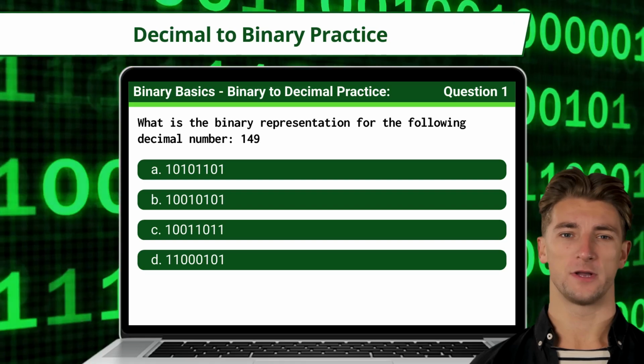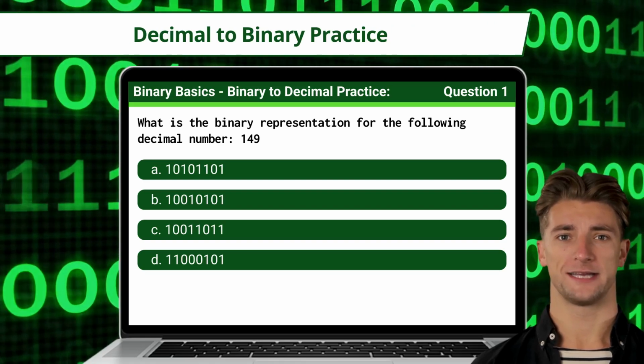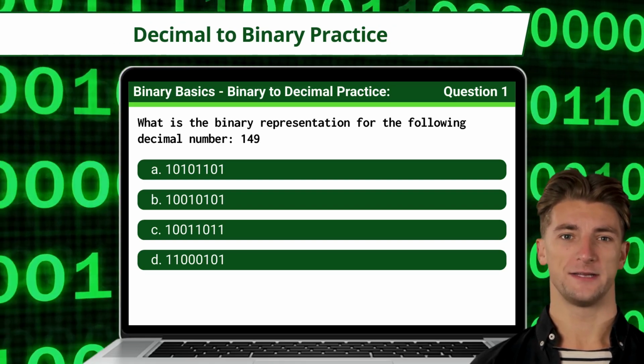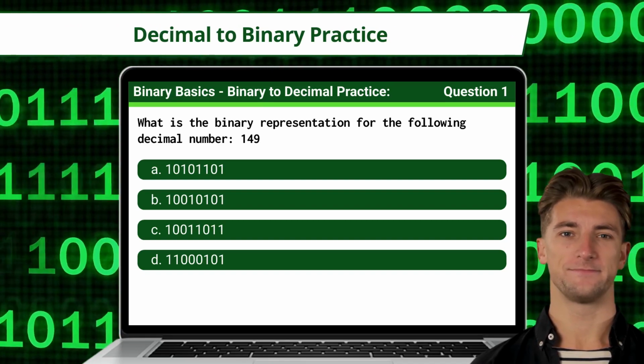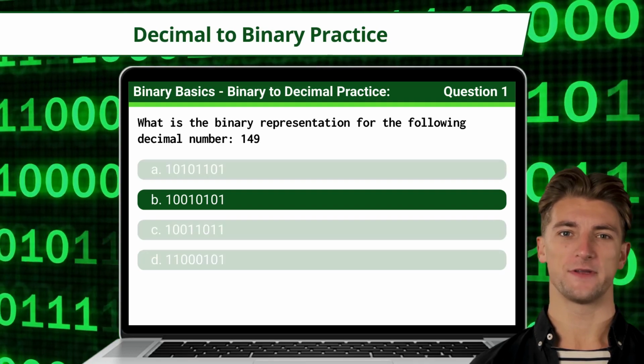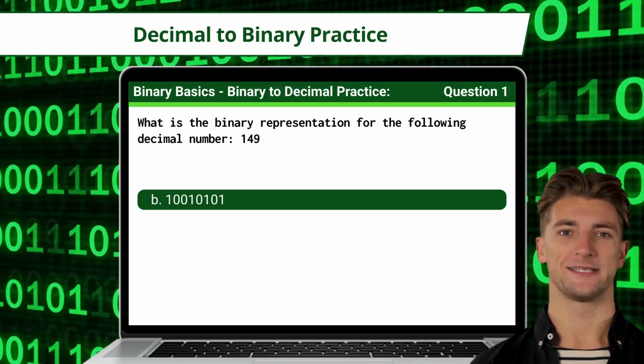Question 1. What is the binary representation for the following decimal number? 149. The answer is B. 100100101.